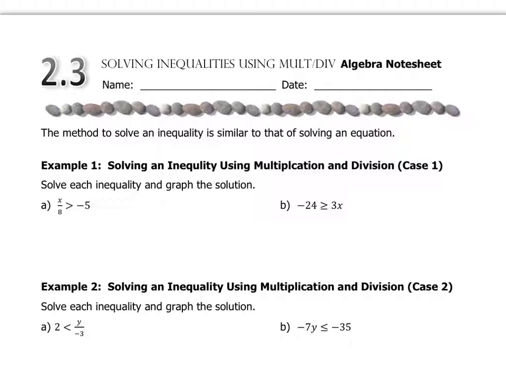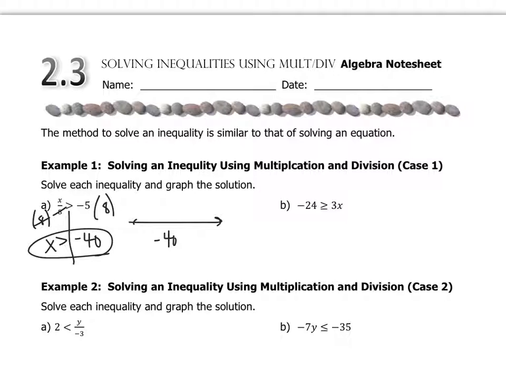So we're going to drop our line, we're going to say to ourselves, self, what operation do I have? I have division, so I'm going to multiply both sides by 8 to undo this division. So when you multiply by 8, you get x is greater than negative 40. That's your answer. And it says to graph, so we'll also make a graph, so negative 40. And we're not allowed to be equal, so it's an open circle, and we go greater.